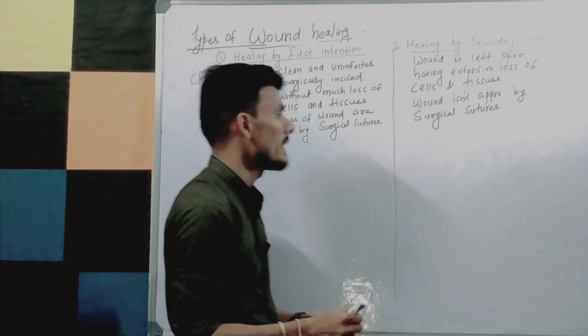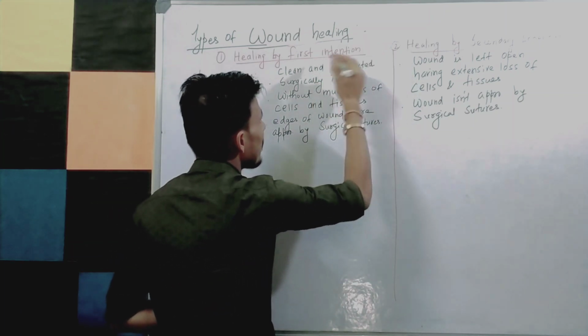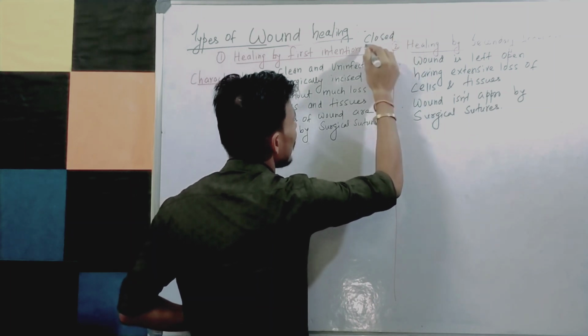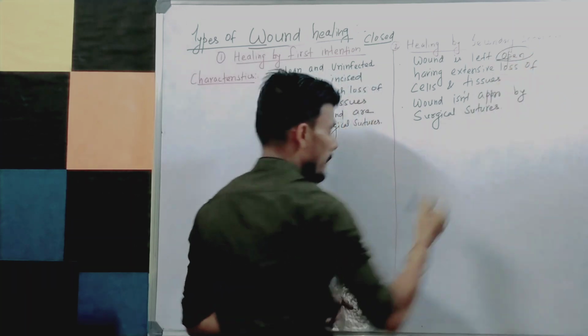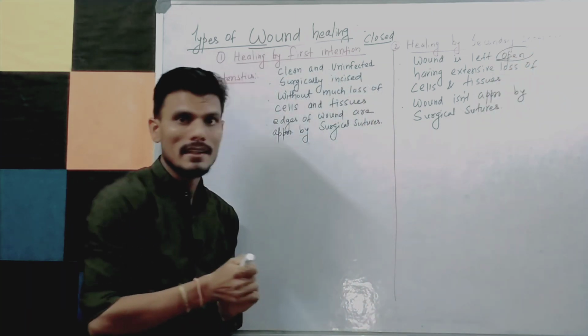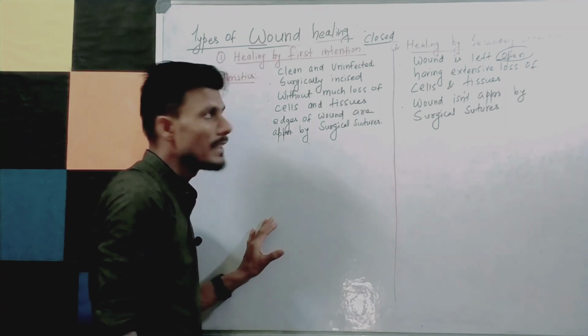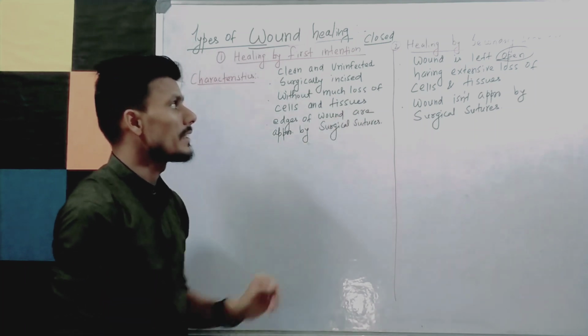The most common difference between primary wound healing, or healing by first intention, and healing by second intention is that primary intention is a closed wound healing, and in the secondary case the wound is left open. There are some characteristics of primary wound healing, and of secondary wound healing also.